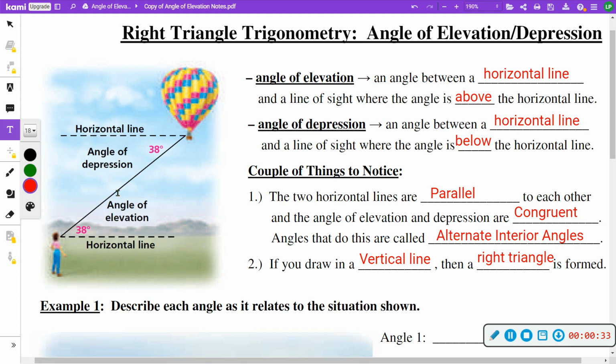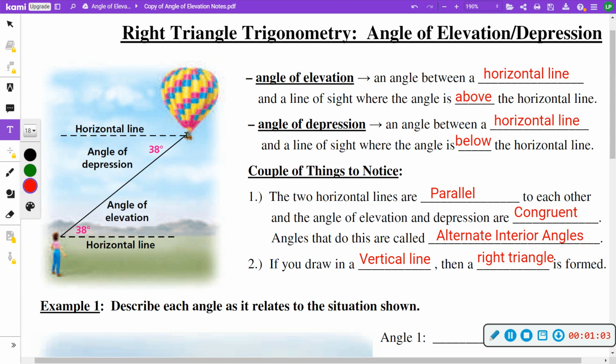When you're looking up, we call that angle of elevation. Now, if the person is in the balloon looking down, we call that angle of depression. And when you have horizontal lines, you can make a vertical line there, then you have right triangles. And when you have right triangles, you can use the sine, cosine, tangent ratios to find how far off the ground this balloon is.